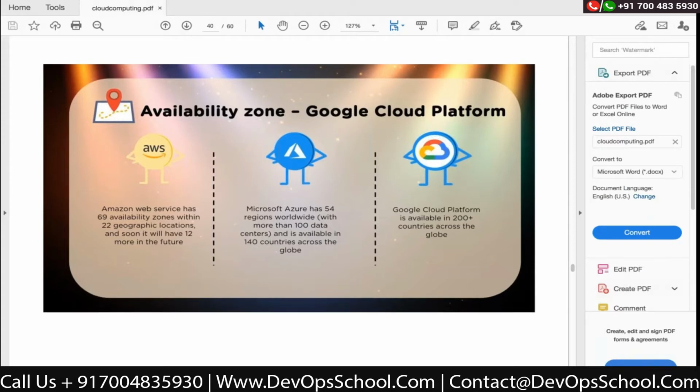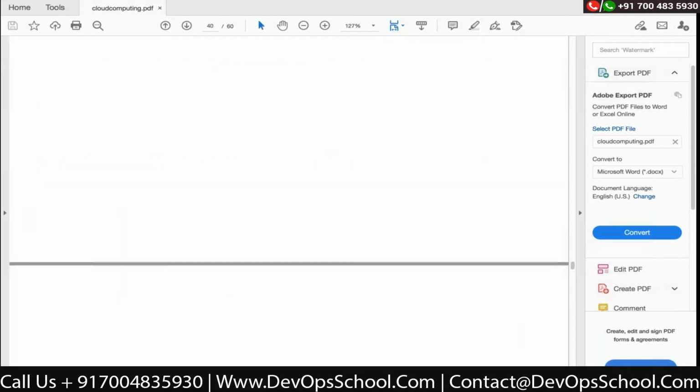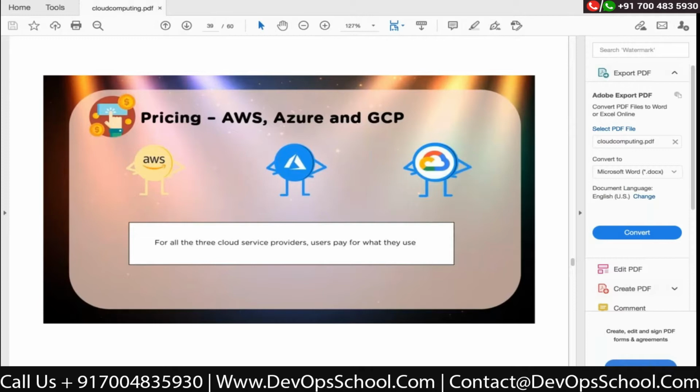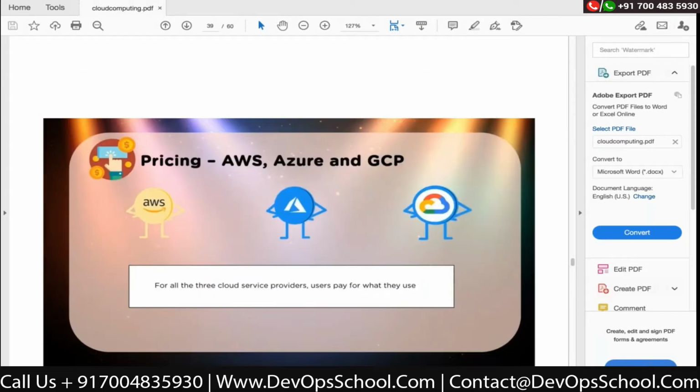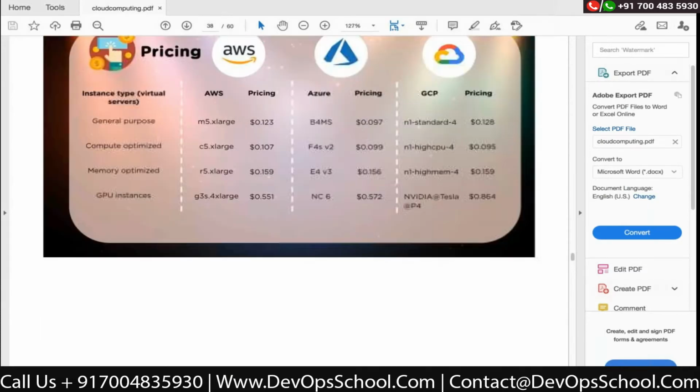Then pricing, as I said, is based on the same model across all three clouds. If we talk specifically about price, all three services work on a pay-for-what-you-use model. Whatever you use, you pay for that. That is the model all three cloud vendors follow. So you just pay for what you use.